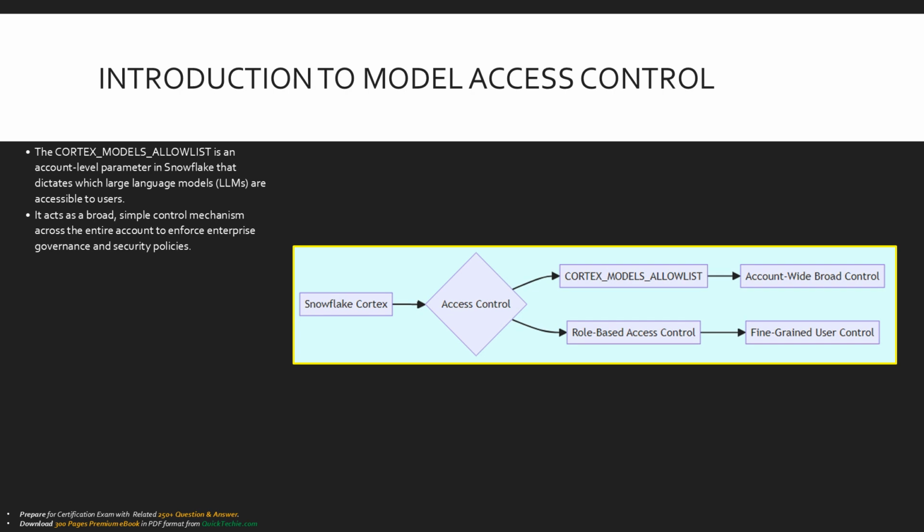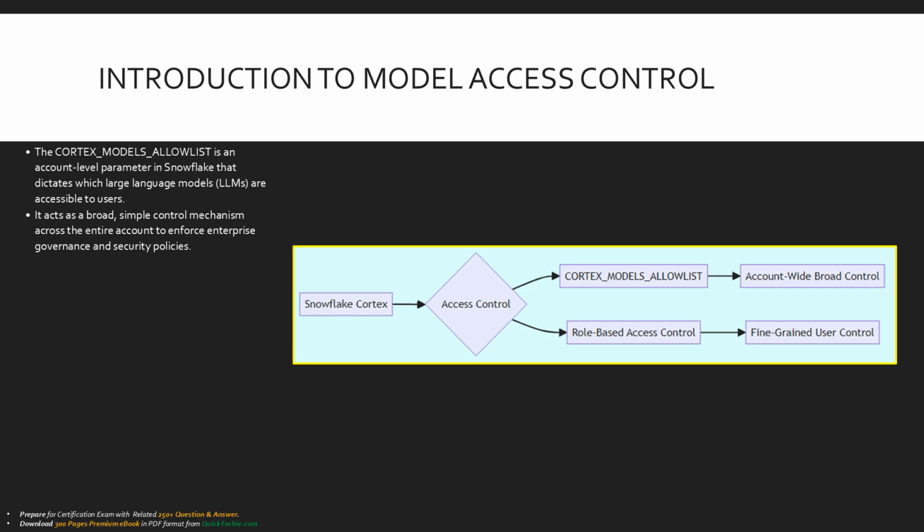Hello and welcome. Today, we are diving deep into a critical governance feature in Snowflake Cortex, controlling AI model access. As organizations adopt AI, you cannot just leave the gates wide open. You need stringent control. This is exactly where the Cortex model's AllowList parameter comes into play. Think of this parameter as your primary security checkpoint.